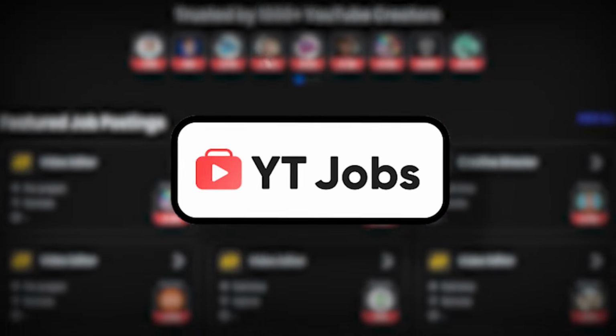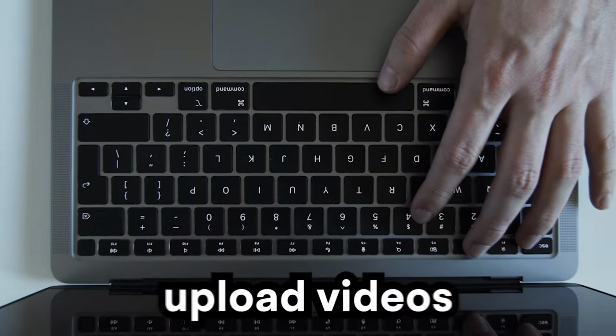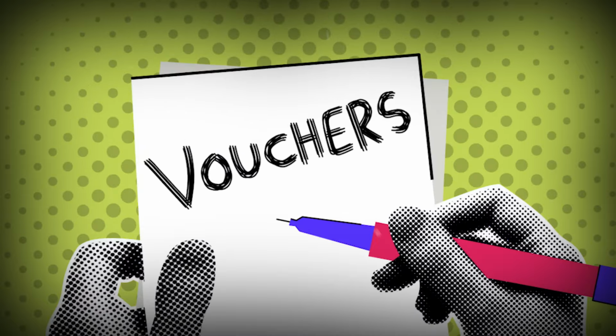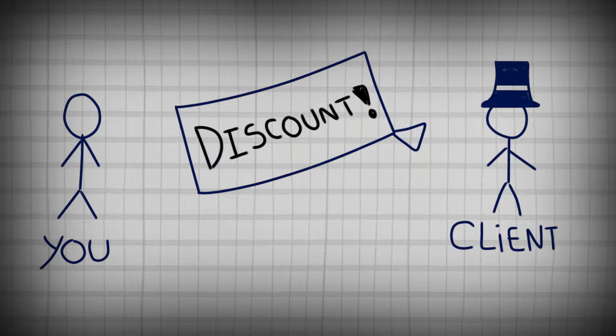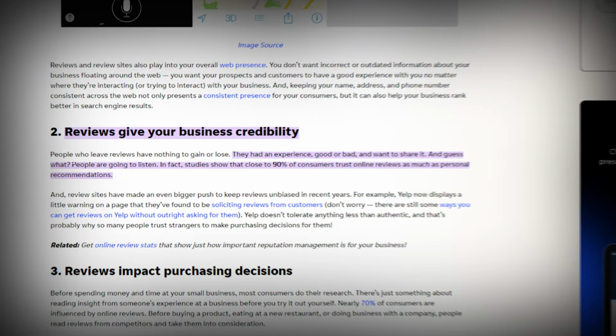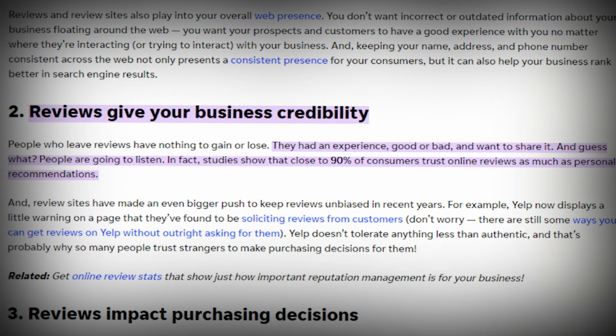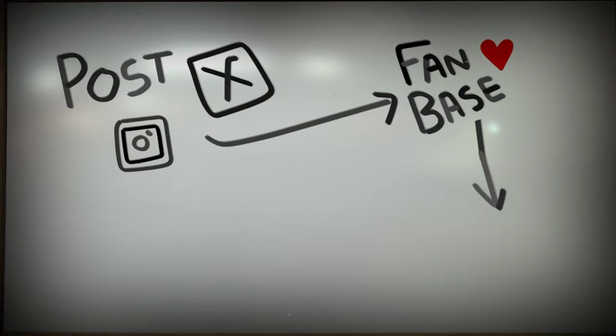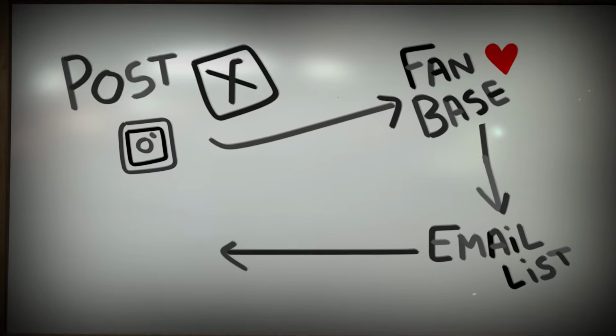You can also use the website YouTube Jobs where freelancers upload videos they've worked on and receive verification through reviews and vouchers. When working with a client, offer a discount in exchange for verifying the work and providing a review. This serves as social proof of your quality, as 90% of people trust reviews when buying a product or service. And once you do that, start posting your results on Twitter and maybe Instagram so that you can start building up a fan base, which you can eventually turn into an email list or something else to get you even more clients.